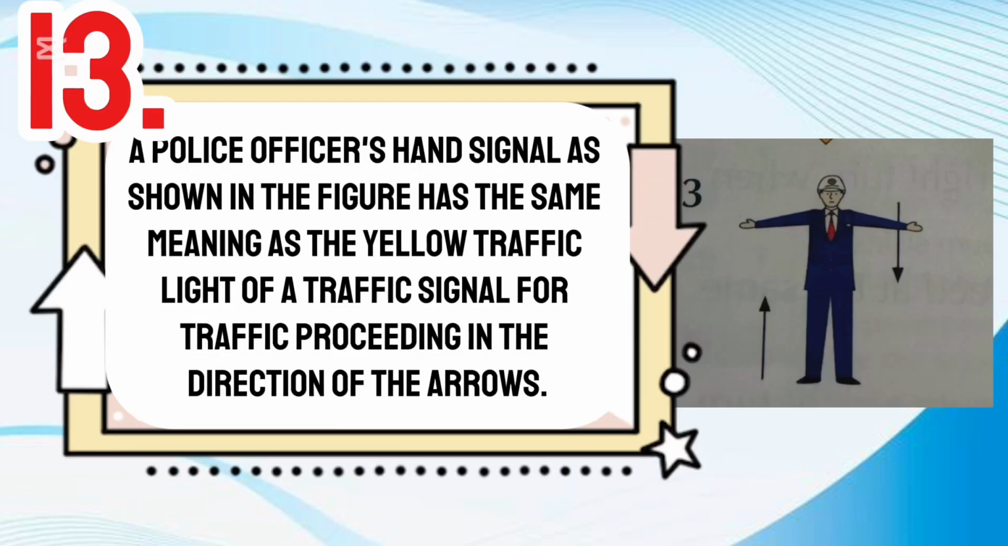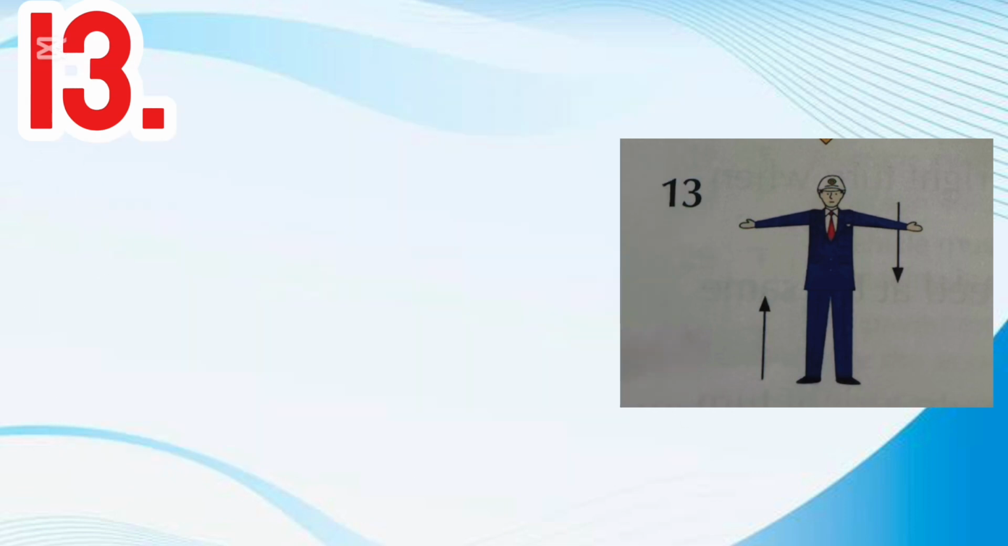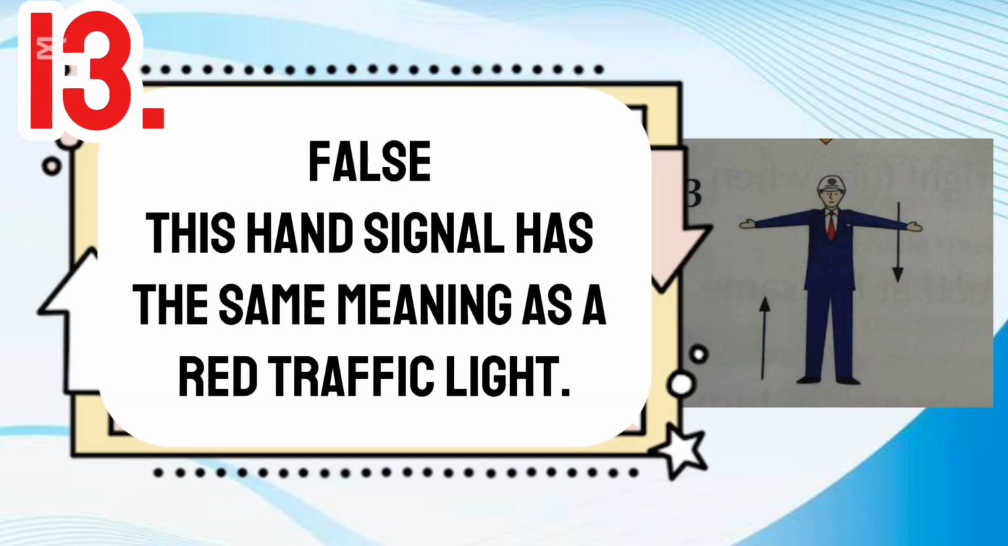A police officer's hand signal as shown in the figure has the same meaning as a yellow traffic light of a traffic signal for traffic proceeding in the direction of the arrows. False. This hand signal has the same meaning as a red traffic light.